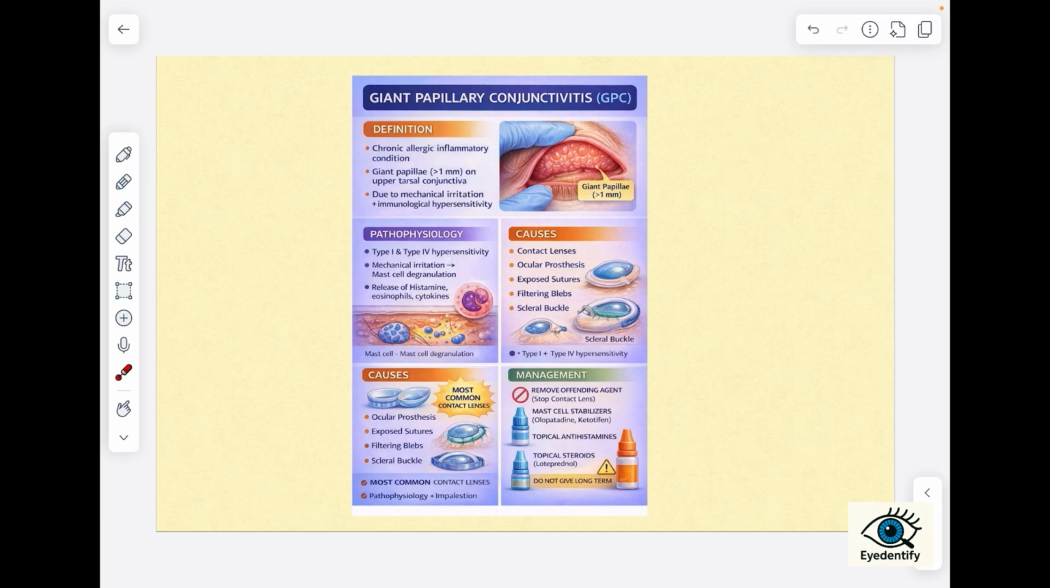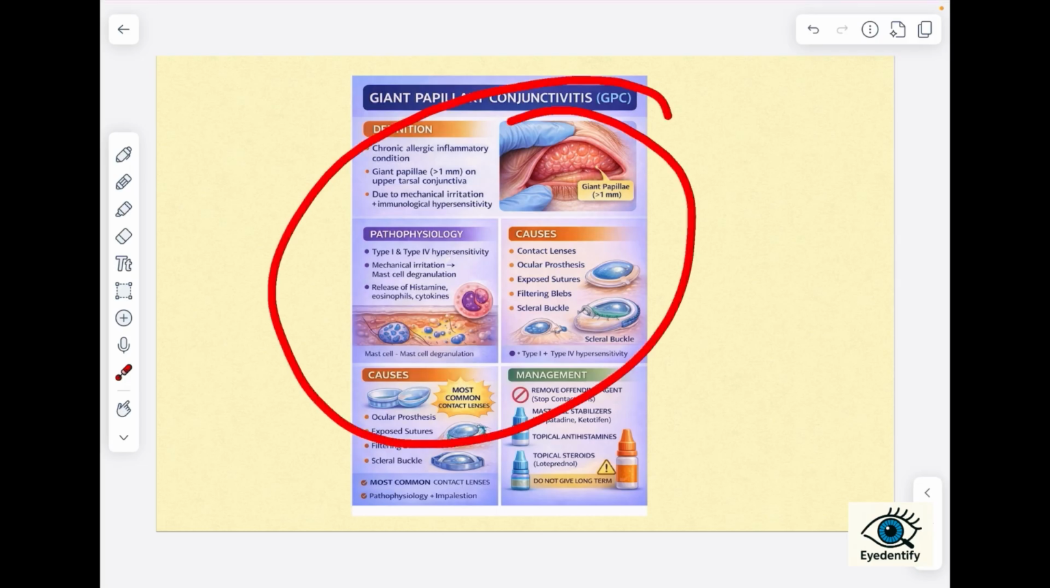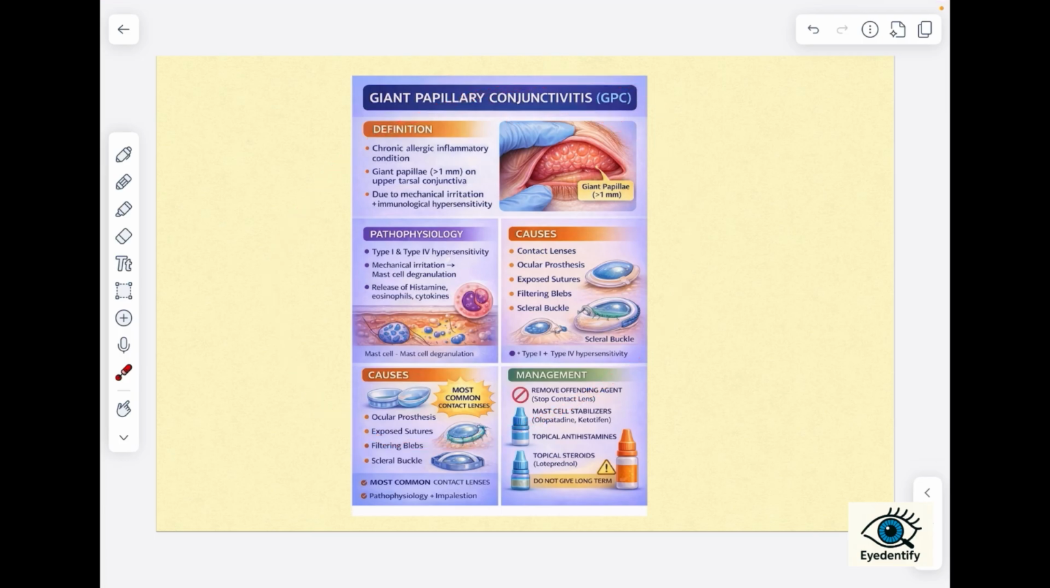Now what we are left with is mast cells and histamine. So topical antihistaminic and mast cell stabilizer. And as we know, whenever there is an allergy, the most potent agent is steroids. So topical steroids like loteprednol. And in very severe cases, we can also give prednisolone, but only in very severe cases. But one thing we have to remember is do not give steroids long term, as it can cause secondary complications like glaucoma and cataract. Okay, so this flashcard you have to remember for giant papillary conjunctivitis.